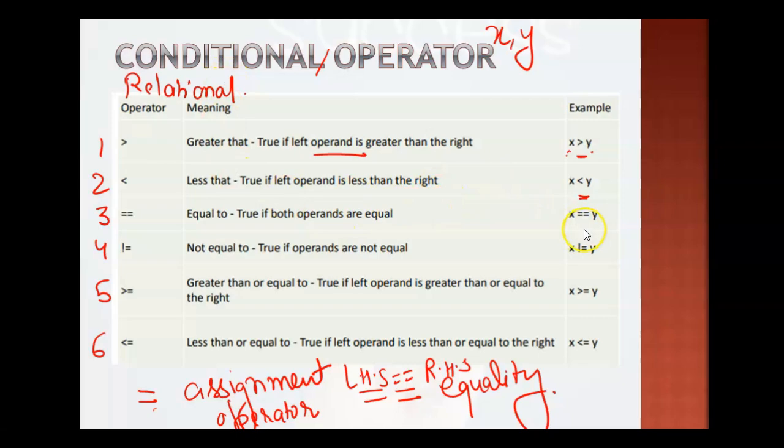By that you will be able to check whether the value of x is equal to the value of y or not. Then next is not equal to. Here we are checking that the values are not equal, the left hand side is not equal to the right hand side. If the values are not equal, you will get a true result, otherwise false. So if x is not equal to y, then we are getting a true result.